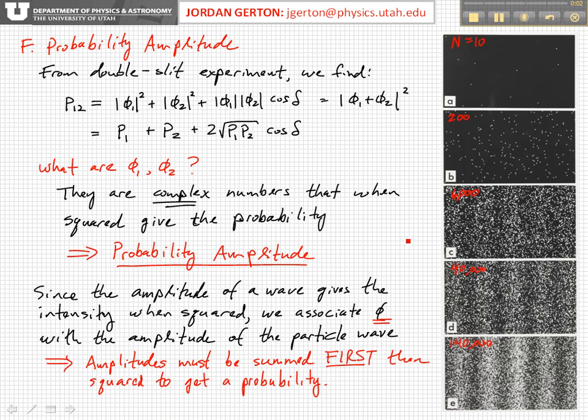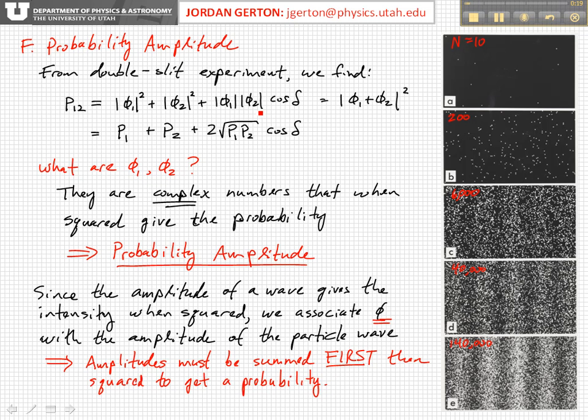Okay, so since the amplitude of a wave gives the intensity when you square it, again we associate this quantity phi that I've written with the amplitude of the particle wave.